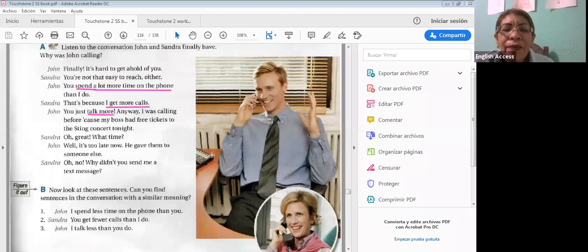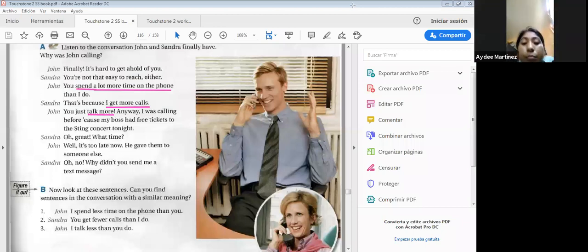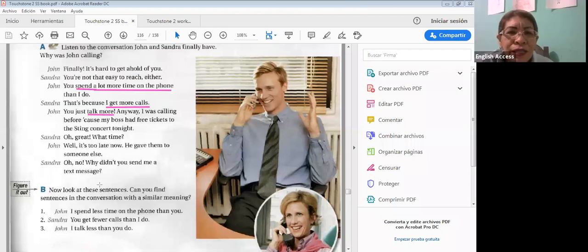Here in letter B, we have I just spend less time on the phone than you do. And the opposite is you spend a lot more time on the phone than I do. Then Sandra in letter B says you get fewer calls than I do. In the reading it is I get more calls, so it's the opposite, as you can see.